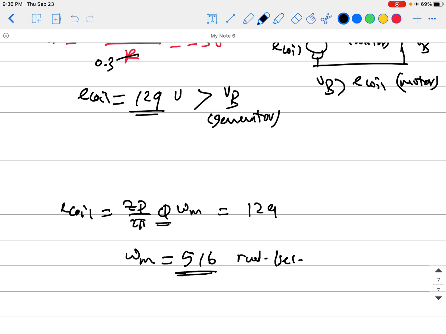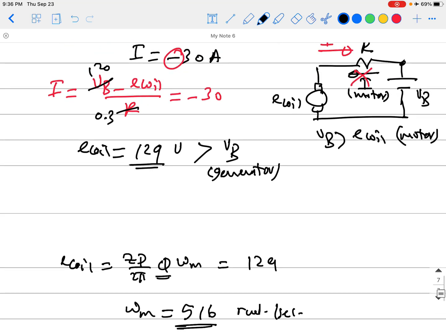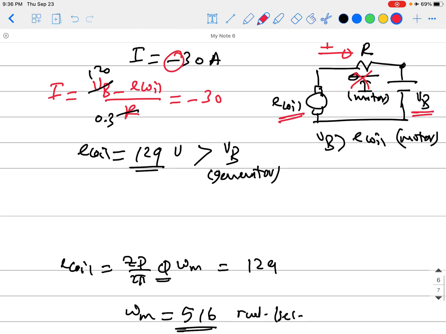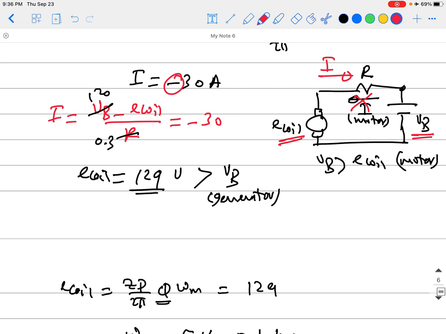Okay, guys? What does it mean now if the speed is higher than the no-load speed of the motor? That means an external mechanical source is pushing the machine to more and more speed. This high speed will make the induced voltage E coil higher than VB. And now the machine has turned out to be a generator, not a motor. That's the basic idea. We know this before.